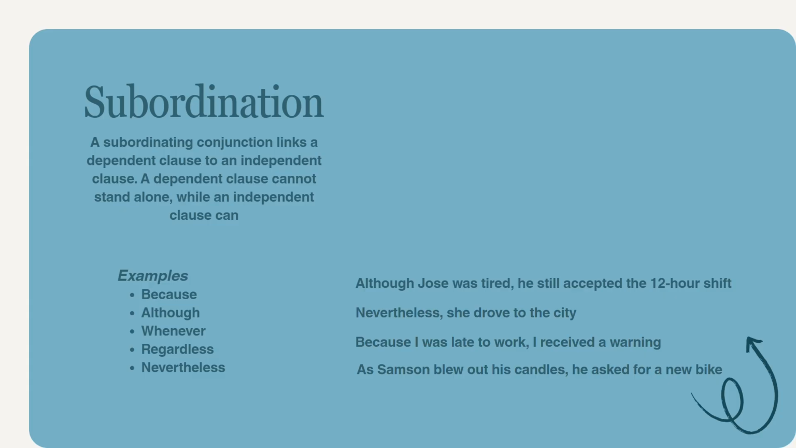Over here I have 3 examples. Nevertheless, she drove to the city. Because I was late to work, I received a written warning. As Samson blew out his candles, he wished for a new bicycle.